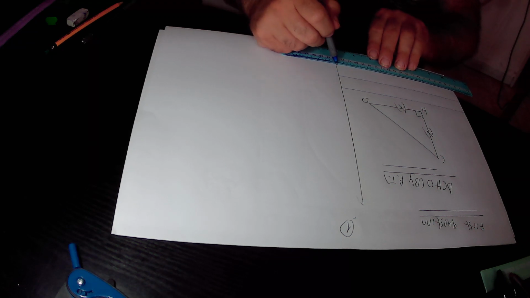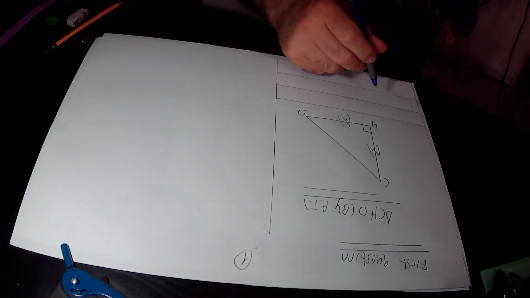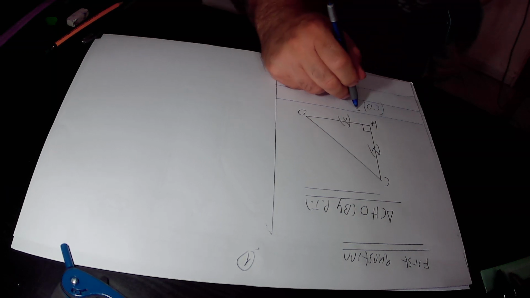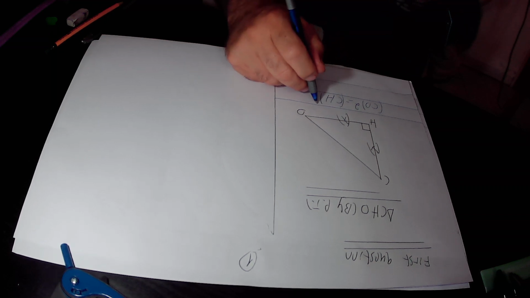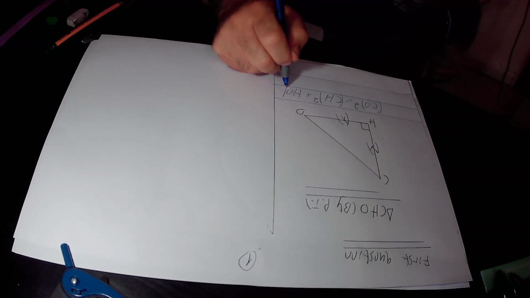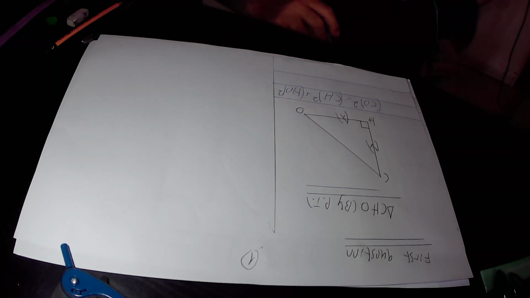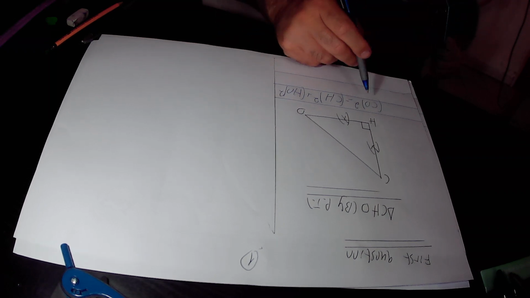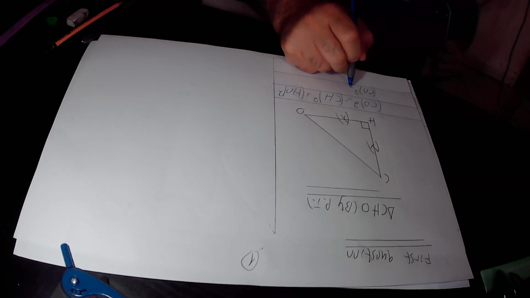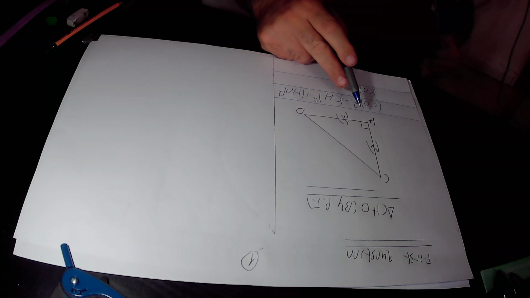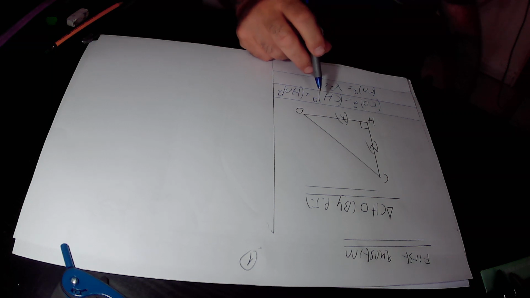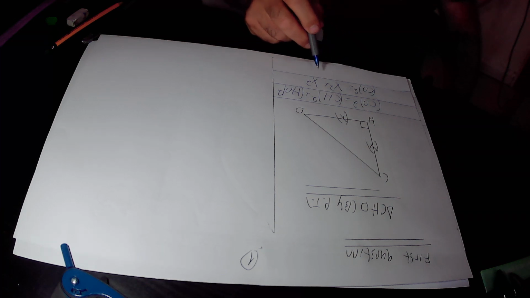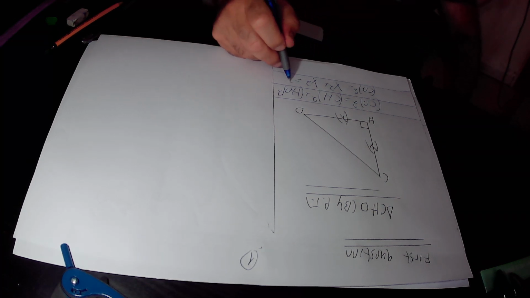So actually, CO squared, that is the square of the hypotenuse, equals CH squared plus HO squared. CO is the missing side, so we will leave it as it is. So CO squared equals CH squared. CH equals x, therefore CH squared equals x squared, plus HO squared. HO equals x, therefore HO squared equals x squared. So in total, CO squared equals x squared plus x squared, that is 2x squared.